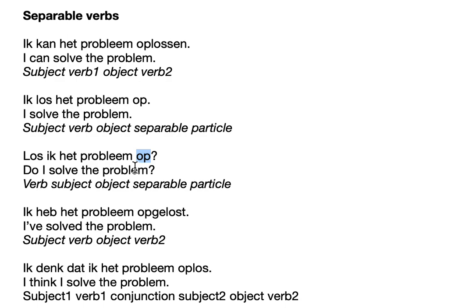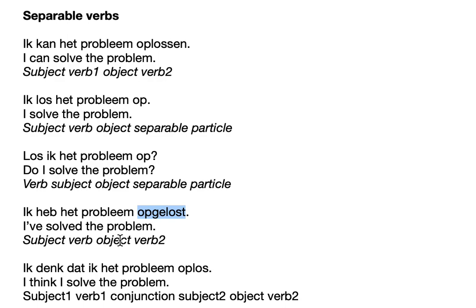Past tense. Ik heb het probleem opgelost. I've solved the problem. Well, it's the part of the verb. It goes at the end. And if the problem is an object here, you can't put it at the end. And you see that it's a little bit weird. You see the ge in between. It's a little strange. But you will find more about that on the links in the video. Good. I've solved the problem.